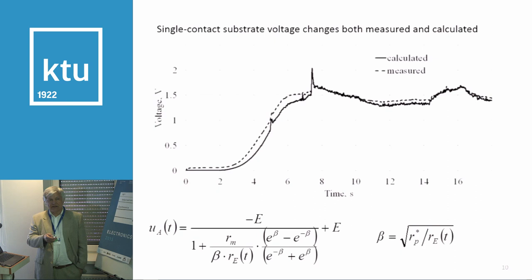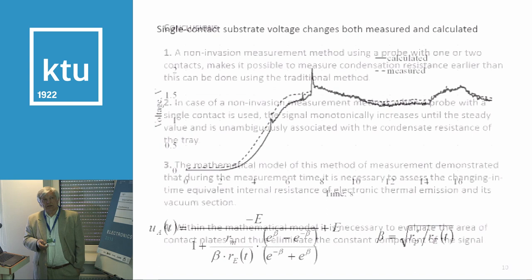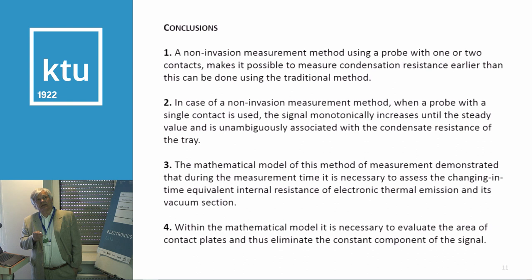And conclusions, we have a method for surface resistance measurement with one contact. Also, we can use two contacts, but the signal is twice as good, and we have a maximum. We have not used additional sources of current or voltage. The signal monotonically increases, and we can calculate resistance at each moment.